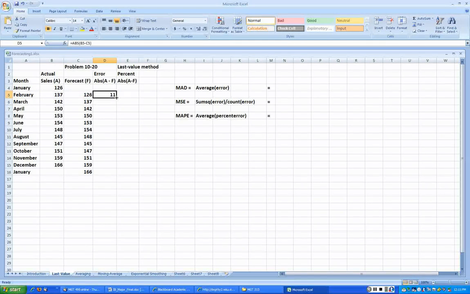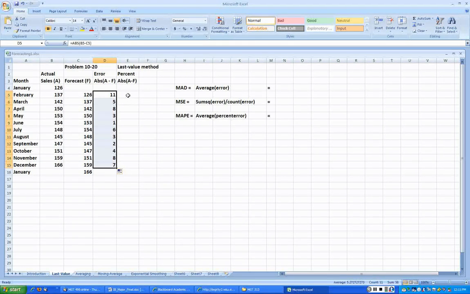Then copy the formula down all the way. In other words, the error is there only for those data points for which we have both the actual and the forecast. We don't have the forecast here for January, nor do we have the actual for the January of the following year, so they will not be considered.